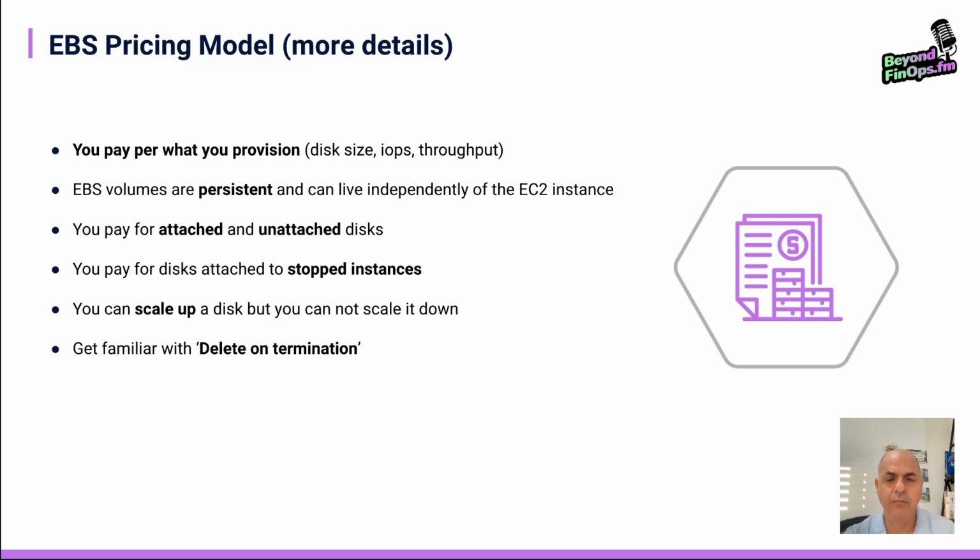EBS volumes are persistent. They have their own life cycle. Even if they are not connected to any EC2 instance, or even if they are connected to a stopped EC2 instance, they still exist. Remember the USB flash drive, they still exist and you need to pay for them. You can scale up an EBS volume, increasing the amount of gigabytes provisioned, but you cannot scale it down by using the AWS native tools.